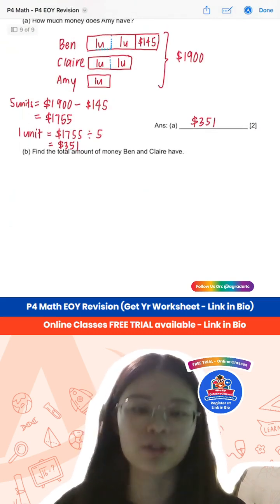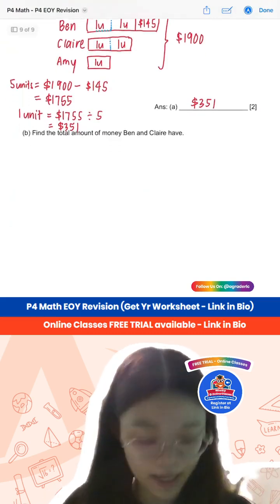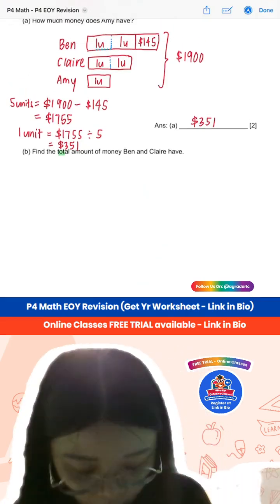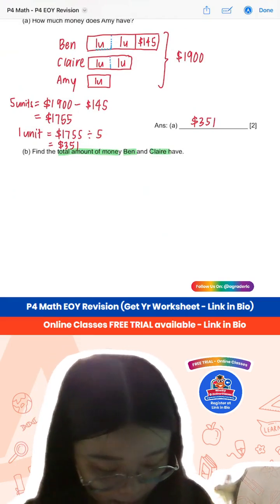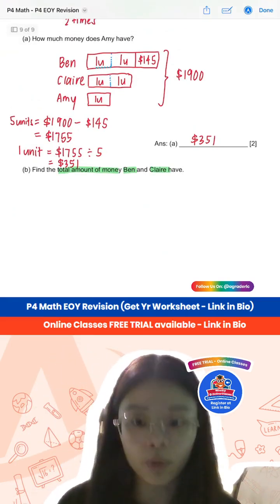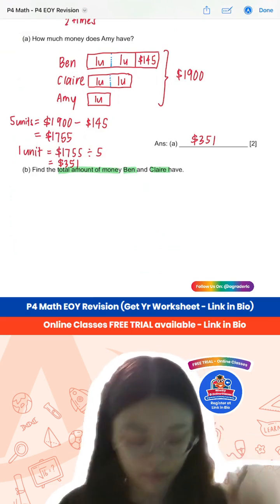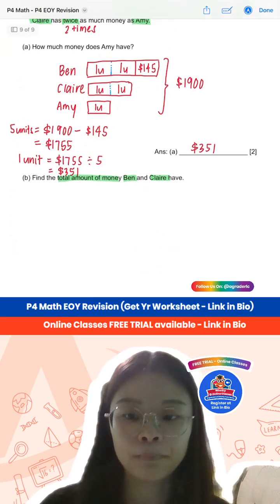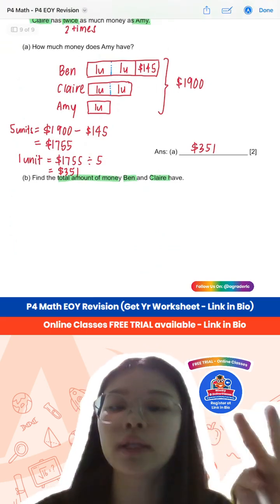Yes, good. So now last part, part B of the last question. Find the total amount of money Ben and Claire have. This question is quite straightforward because in the previous part, we already found our units. How many units in total does Ben and Claire have?